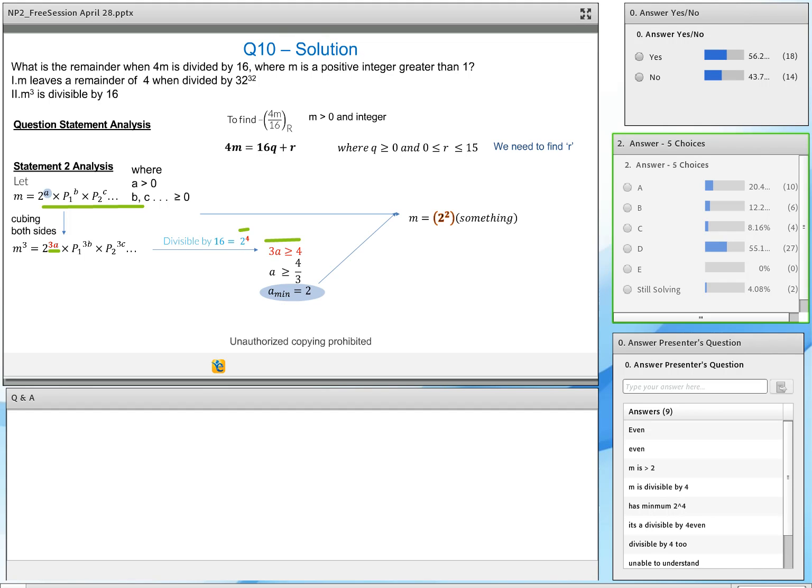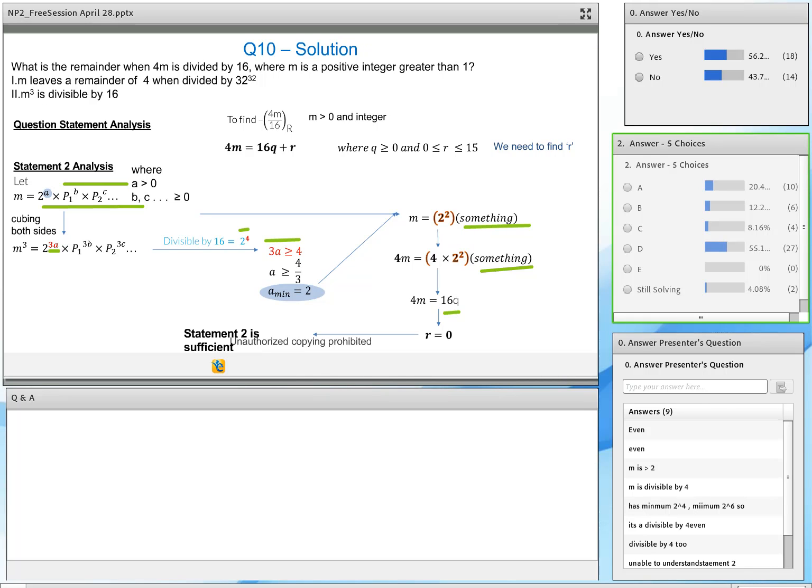Now I take this further and I say, okay, what is my m? My m is 2 to the power 2 into something, meaning these are the prime factors. So basically what I'm saying is that 2 to the power 2 means 4. m is definitely 4 times something, which means 4m will be 4 times 2 to the power 2, which means 4m is equal to 16. Q is something over here, which means that R is equal to 0.